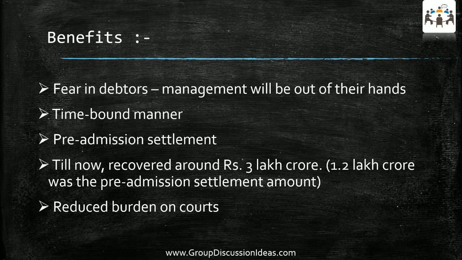To avoid this from happening, companies are now repaying at least a part of the bad loans before the case is referred to NCLT. And this is a big success. As of Jan 2019, IBC could recover 3 lakh crore rupees. And the funny thing is, 1.2 lakh crore rupees of these 3 lakh crore rupees were repaid before the case is admitted to NCLT, out of fear. This reduced the burden on courts too.